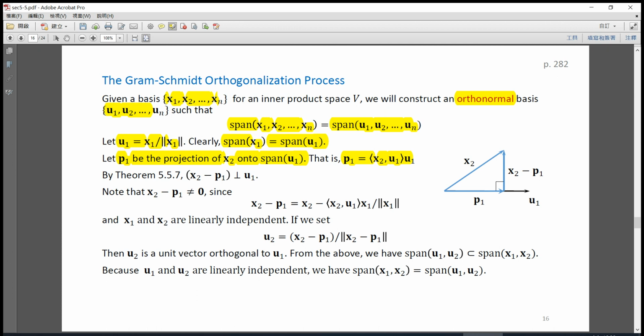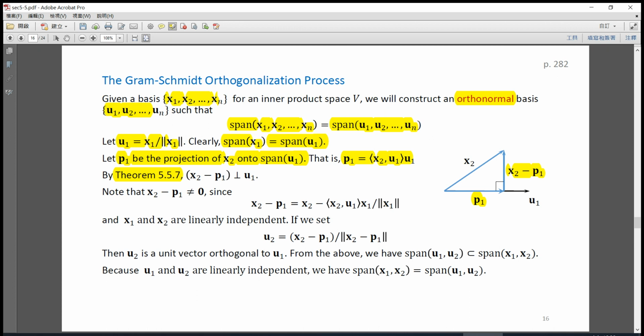We can use the right hand side figure to visualize x2 and p1. p1 is the projection of x2 onto u1, and we have x2 minus p1 is orthogonal to u1. And this is a result from Theorem 5.5.7.